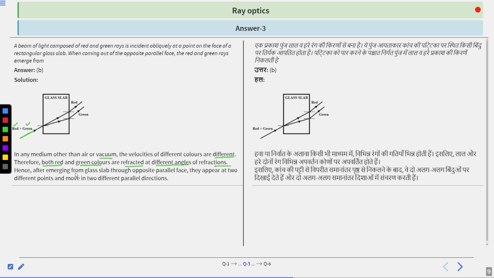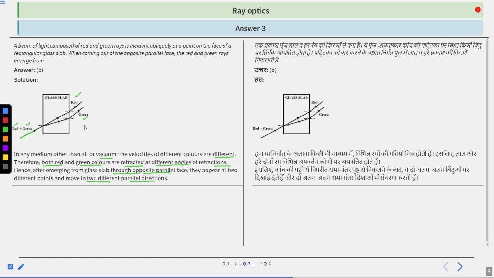Hence, the red ray and green ray emerge from the glass slab through the opposite parallel face. They appear at two different points. Yes or no? The first point is this and the second point is this. They appear at two different points and move in two different parallel directions. The red moves in this direction and the green moves in this direction. Clear? Both colors move parallel to each other but in two different directions.